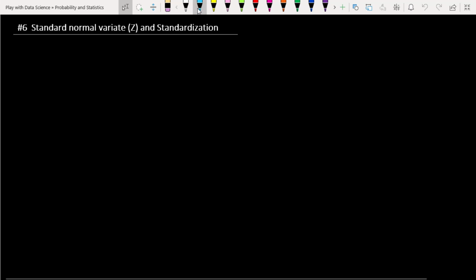So what is standard normal variate? We have already seen the normal variable in Gaussian distributions, which in another language we call the normal distribution. So now what is actually the standard normal variate?